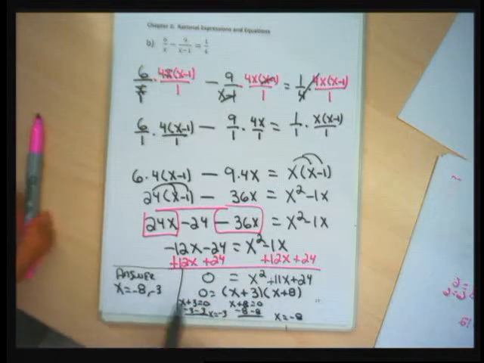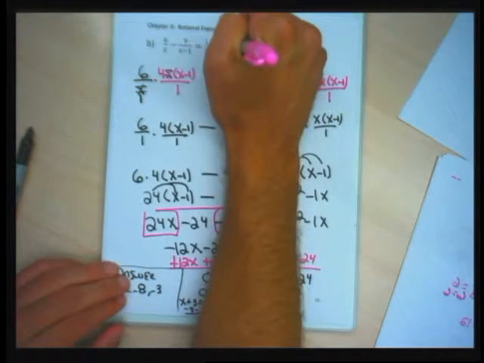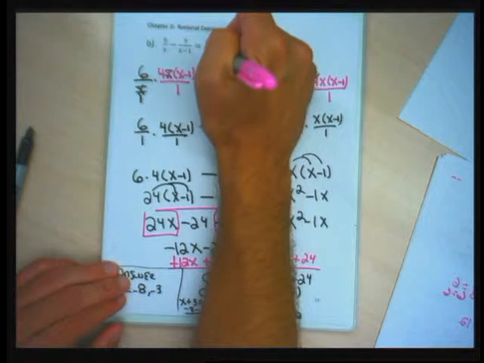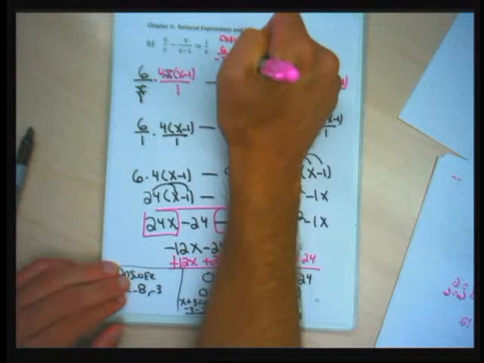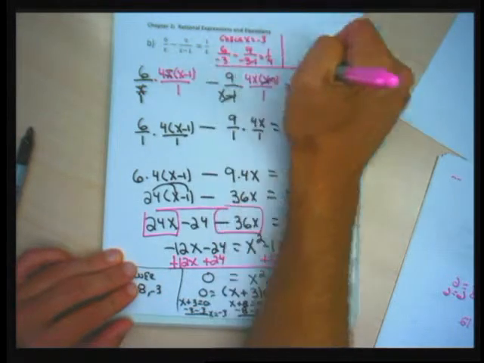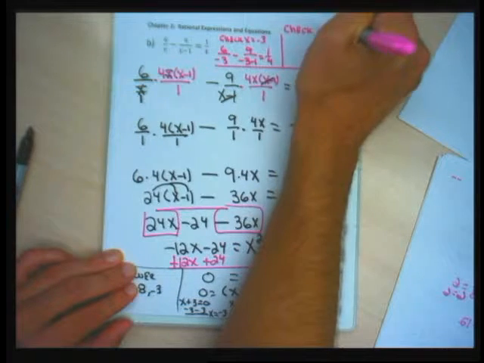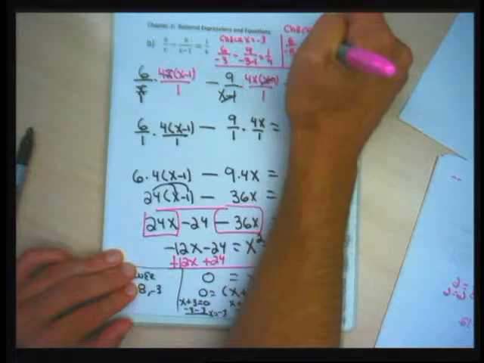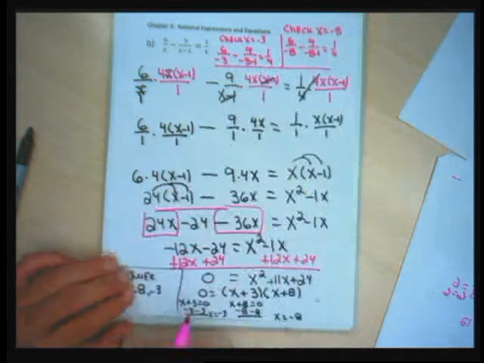I need to check both of them separately. I'll do it up top. So the first thing I'm going to do is check x equal to minus 3. I'll go 6 over minus 3 minus 9 over minus 3 minus 1 and see if that equals 1/4. And then I'll check the other answer, negative 8, and go 6 over negative 8 minus 9 over negative 8 minus 1 and see if that equals 1/4.